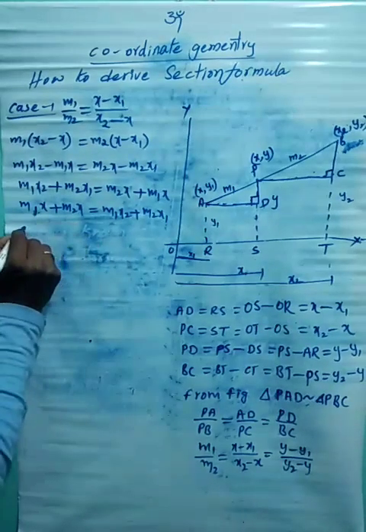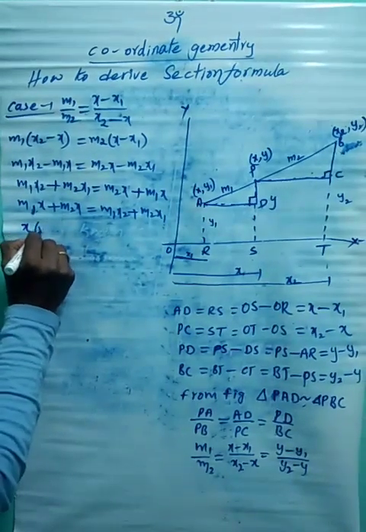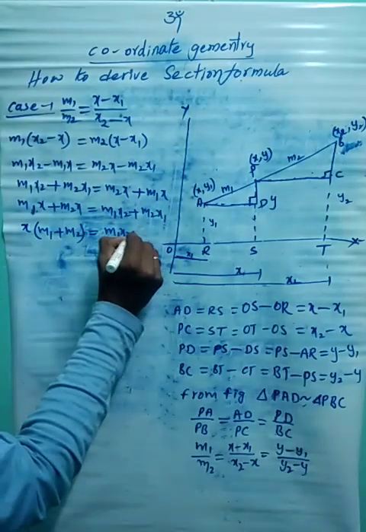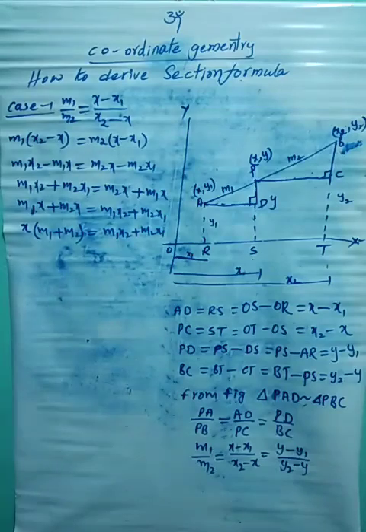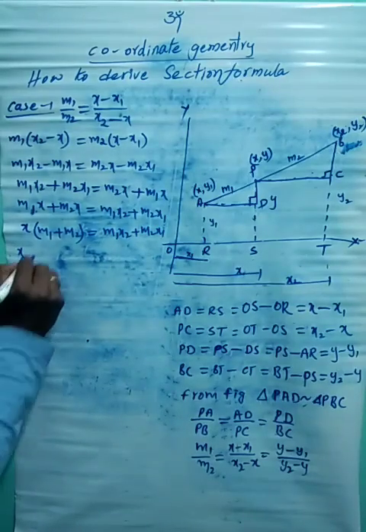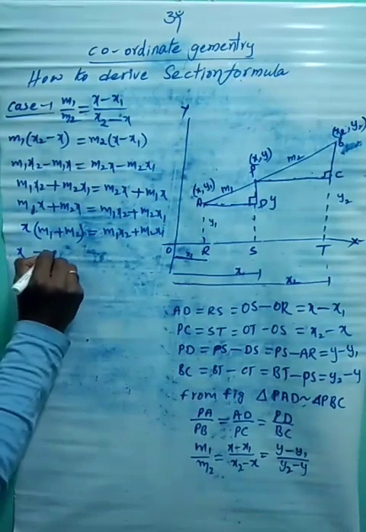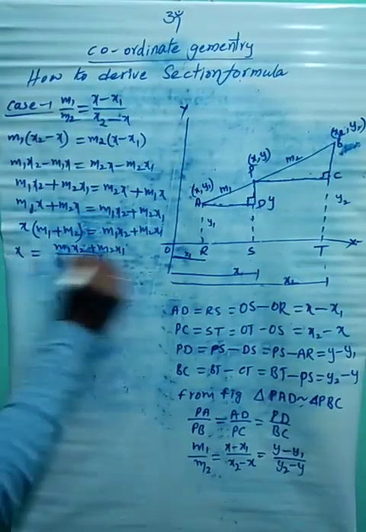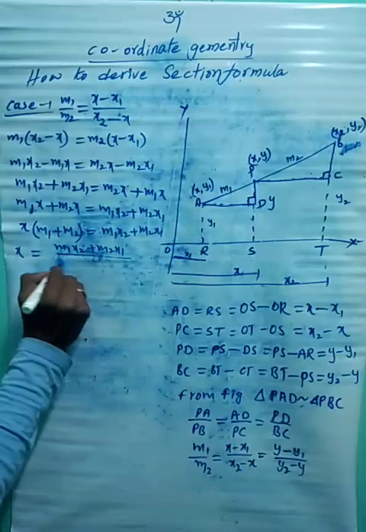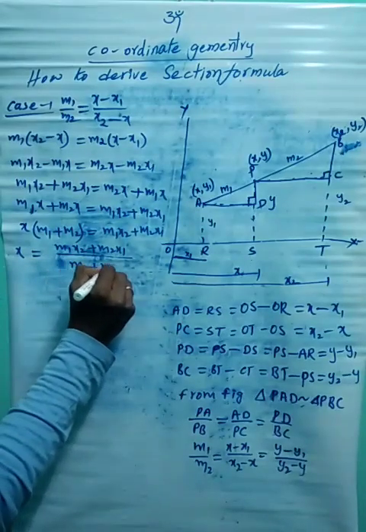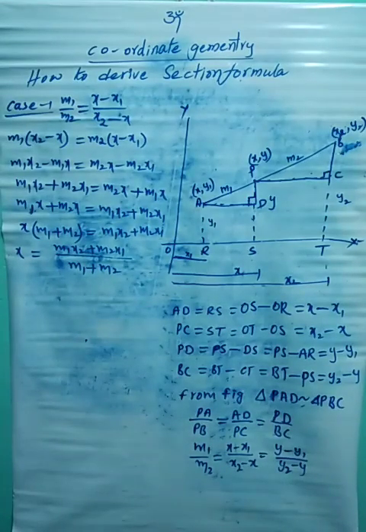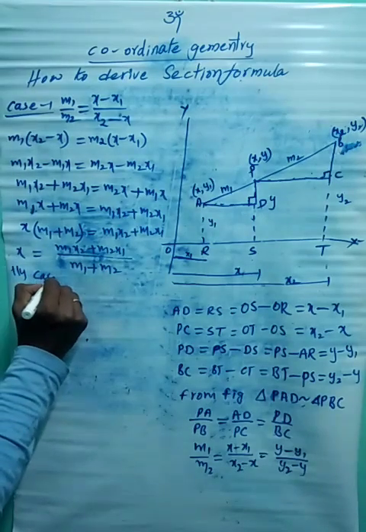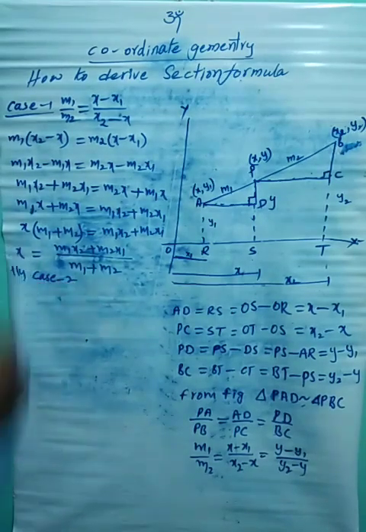Now, in these two, X is common. Taking X as common, the remaining one is M1 plus M2. And here we go, as it is, M1 X2 plus M2 X1. Hereafter, I am taking X as the coordinate of the point. X is equal to M1 X2 plus M2 X1, and this M1 plus M2 goes to the denominator: M1 plus M2. This is the X coordinate. Similarly, we need to find the point for case 2. Case 2 is also the same calculation.